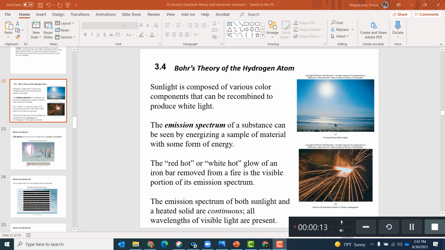Hi, welcome back to quantum chemistry part 2. Here we talk about the Bohr model, the hydrogen atom, and the atomic spectrum. A very common day-to-day application of atomic spectra is fireworks. And if you see the building lights, that's another example of an emission spectrum. What is an emission spectrum? The emission spectrum is also an atomic spectrum.